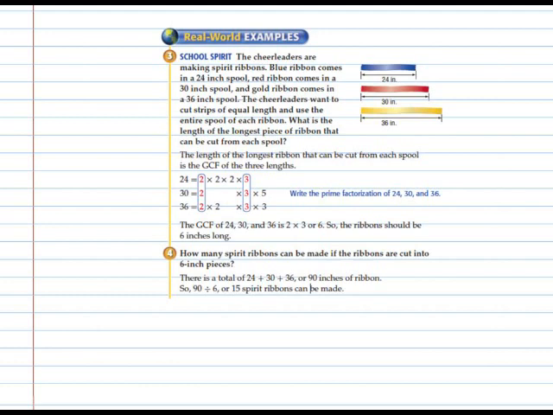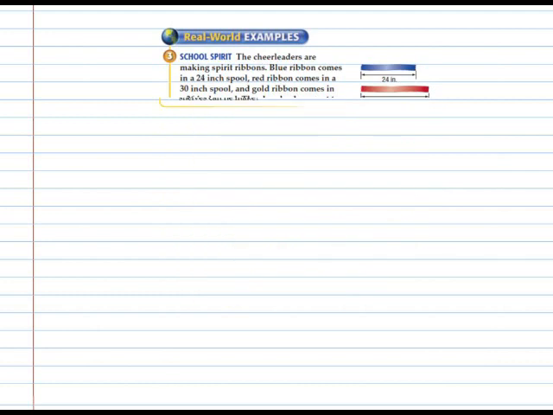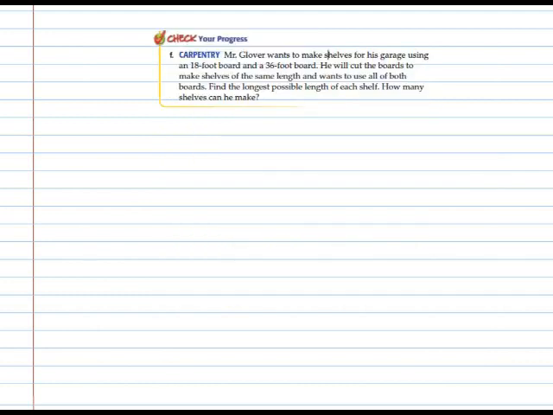You can see that we've done prime factorization of all three numbers. All three have 2 as a common prime factor. All three numbers have 3 as a common prime factor. So the greatest common factor of those three numbers would be 2 times 3, or 6. Once you know that, you can add the total of the inches of ribbon on all three spools, which is 90. 90 divided by 6 is 15, which means I can make 15 spirit ribbons.